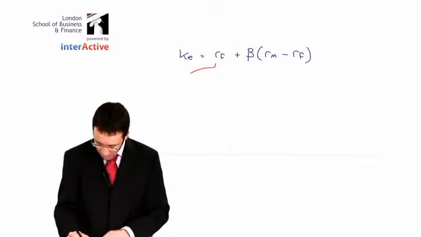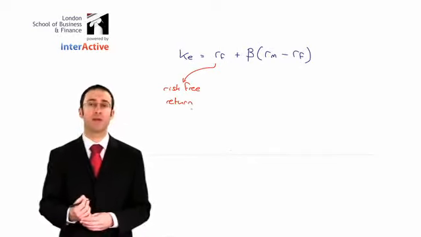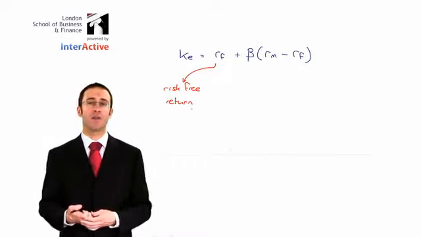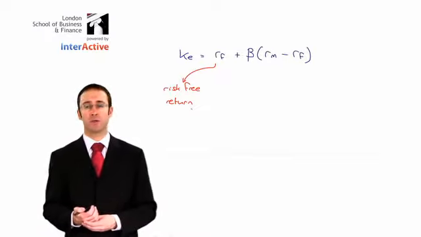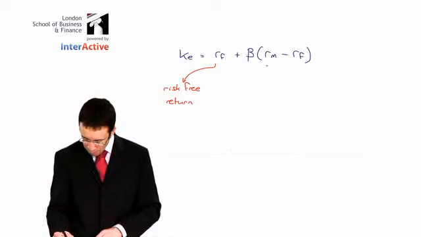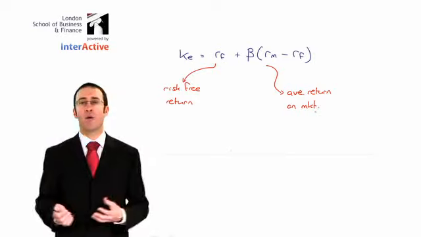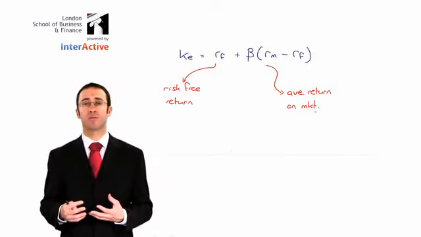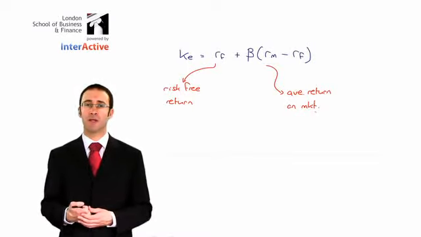Now remember that the RF there is your risk-free rate of return. So, if you like, the return that you'll get from investing in risk-free investments, such as government bonds or government gilts. If we look at RM, that is the average return on the market. Now there, when we're looking at a return, we're looking at a return with respect to dividend growth and also the growth within your share price.